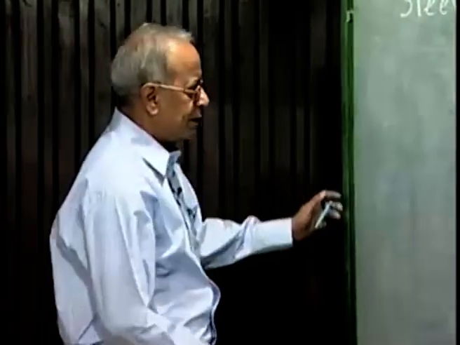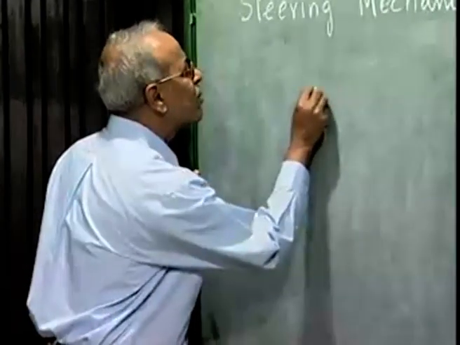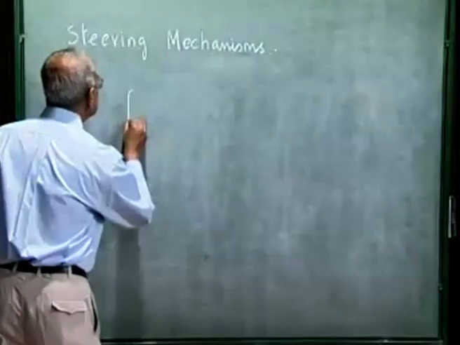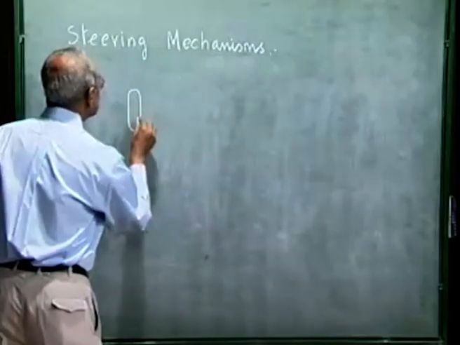Let us now see the condition that requires to be satisfied such that the steering requirement is fulfilled. Let us consider the two back wheels. These are the rear wheels.